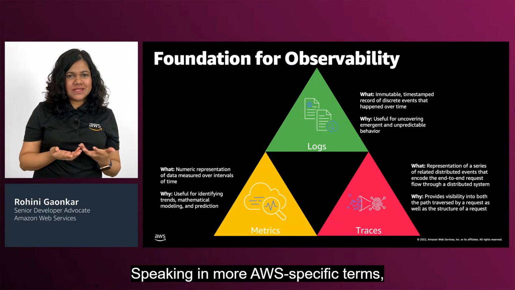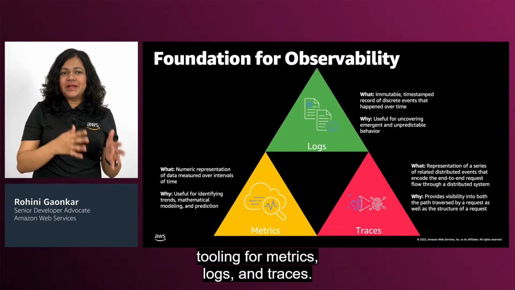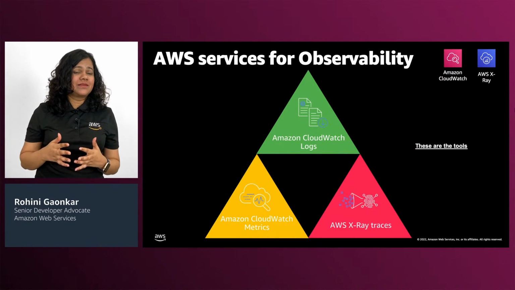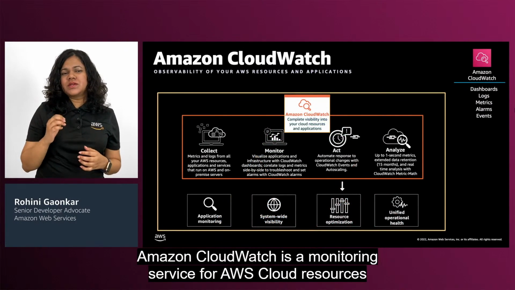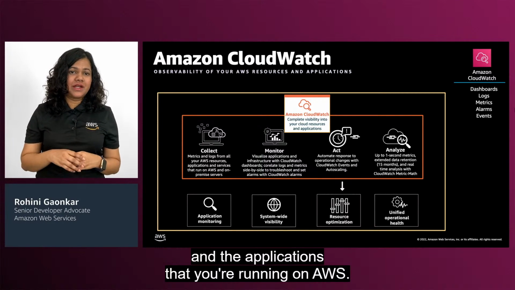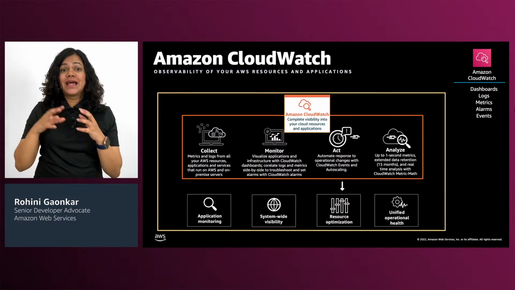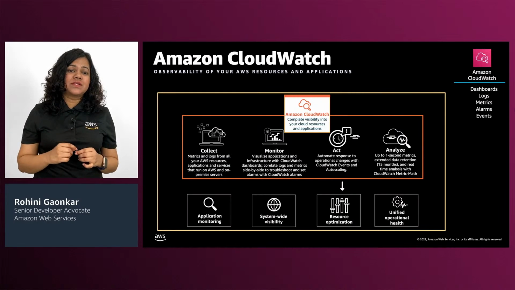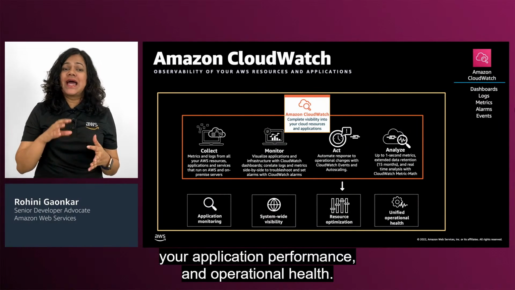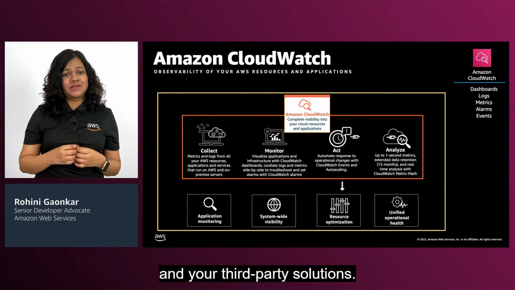Speaking in more AWS-specific terms, these are the services and features that provide AWS observability tooling for metrics, logs, and traces. The two key important services are Amazon CloudWatch and X-Ray. Let's look at each. Amazon CloudWatch is a monitoring service for AWS cloud resources and the applications that you're running on AWS. You can use CloudWatch to collect and track metrics, collect and monitor logs, and set alarms. You can gain system-wide visibility into your resource utilization, your application performance, and operational health. It easily integrates with a lot of AWS services and your third-party solutions.